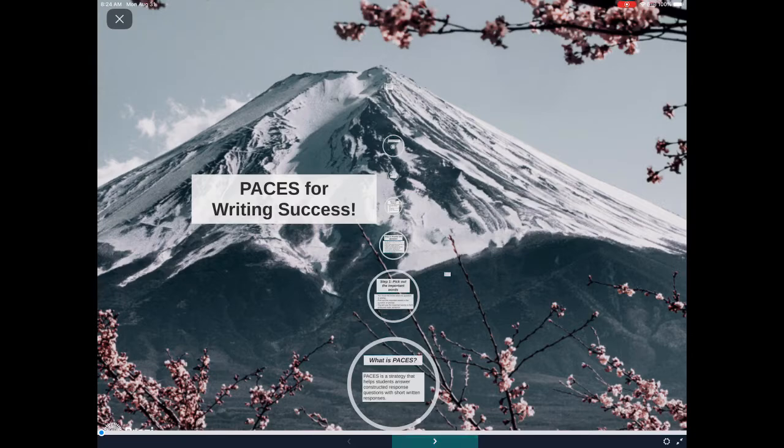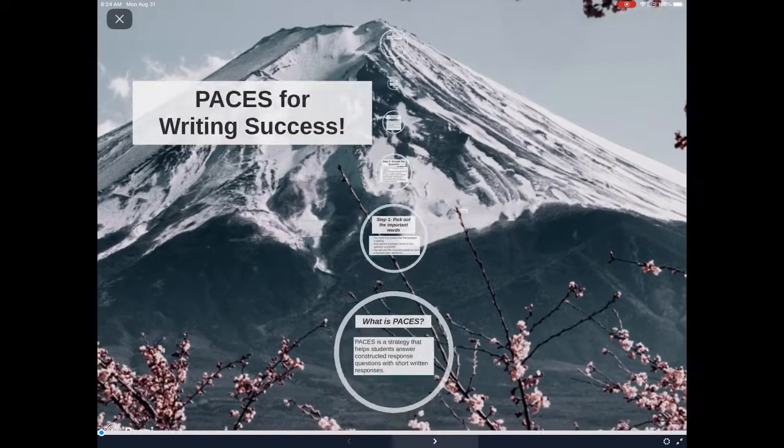You guys are used to RACES. It's a short response strategy that we've used in the past. We've changed it up a little bit to make it a little bit easier on all of you. So we're just going to go through it this morning. This is PACES for writing success.